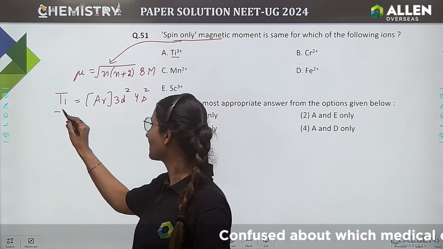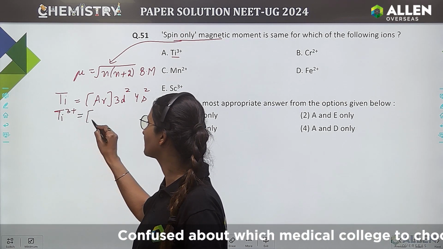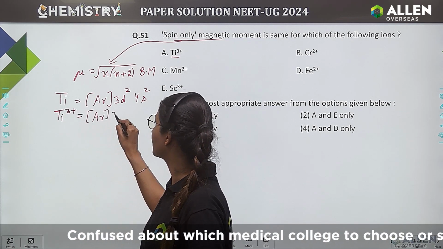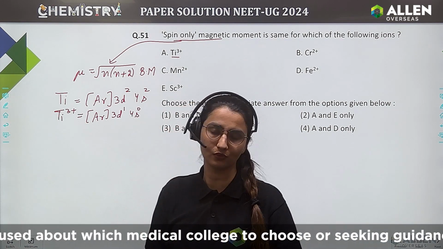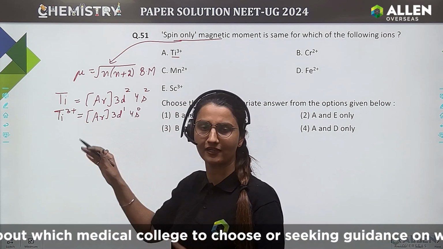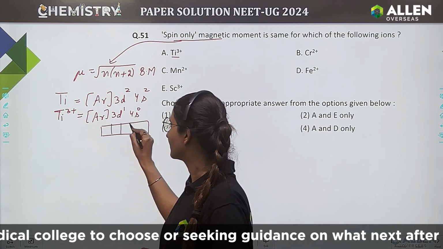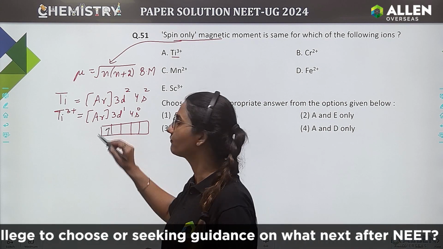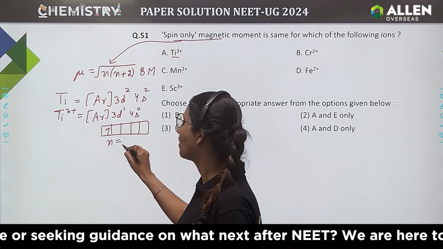So for Ti plus 3, what will be the configuration? It will be, students, argon 3d1 4s0. So here, even if I don't write it, we evidently know that the number of unpaired electrons is 1.